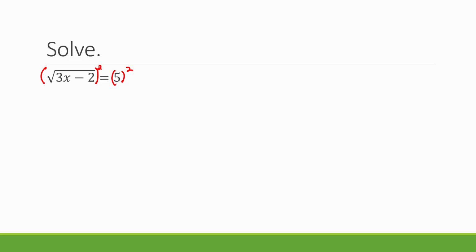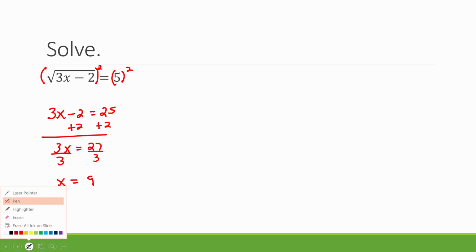So the square root and the exponent square, they will pretty much cancel each other out. So on my left-hand side, I would be left with 3x minus 2. On the right-hand side, 5 squared is 25. Now we want to go through our equation solving steps. So add 2 to each side. Gives us 3x equals 27. And then divide by 3. So I get the answer of x is equal to 9.